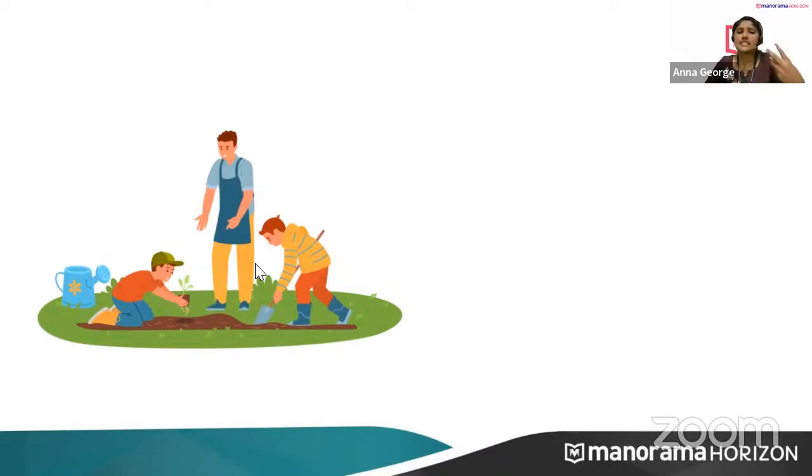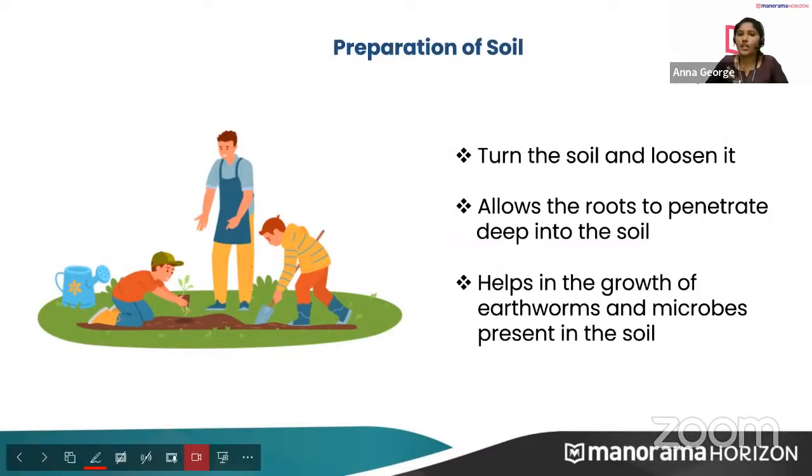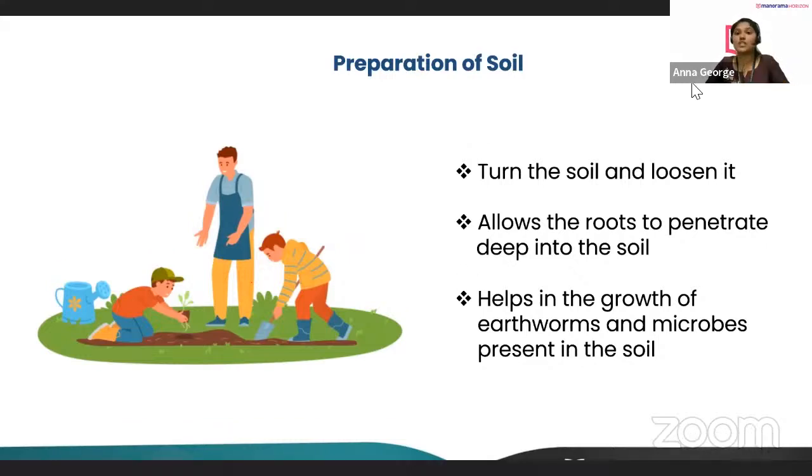Okay, so what is the significance, or what is the reason behind this? Why are we turning and loosening the soil, or why are we preparing the soil? That is what we are going to deal with now. So this is preparation of soil. What they are doing here is that they turn the soil and loosen it. What is this turning? What is the use of turning the soil and loosening it?